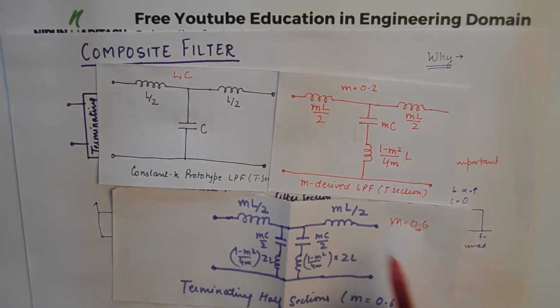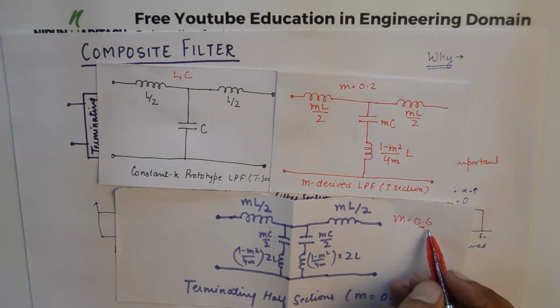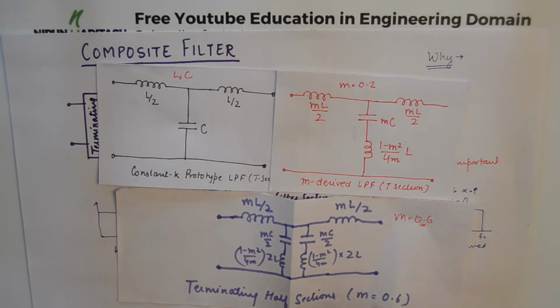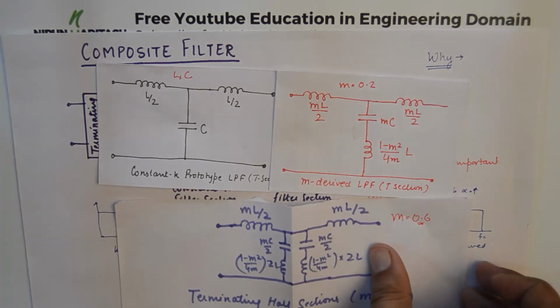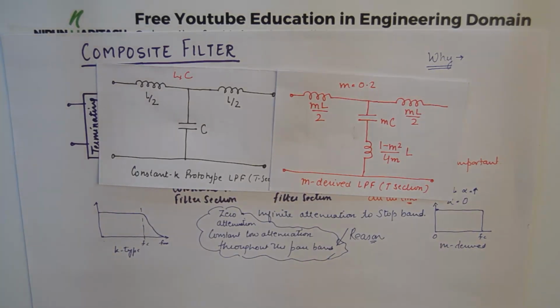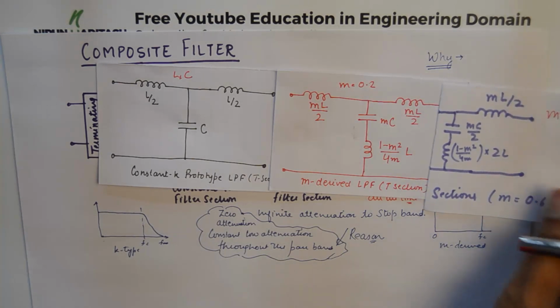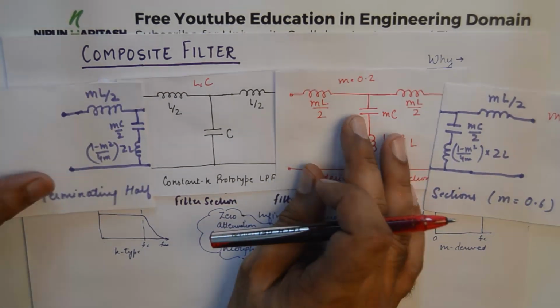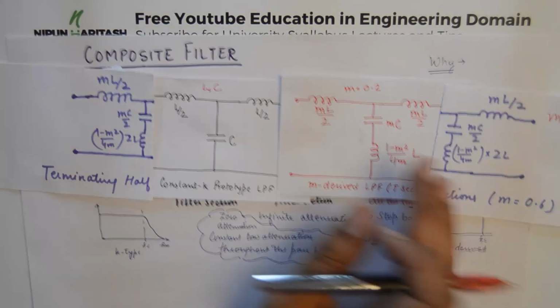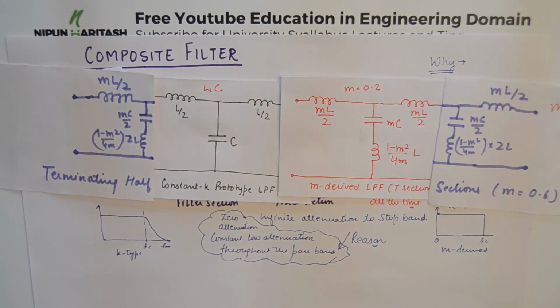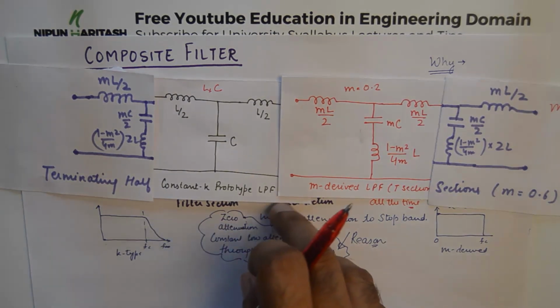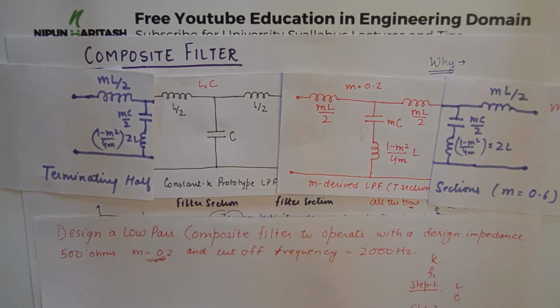So after having designed another M derived filter with M of 0.6, we can surely find these values, right? Because L and C will be the same, and then we'll split this. I'll tear this apart. So now we have two half sections. So we place one half section here and we place another half section here. So this becomes our final composite filter for this question.